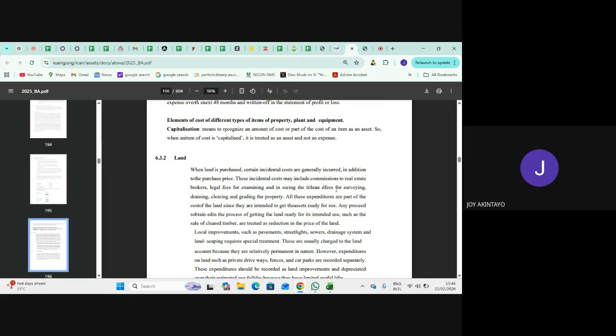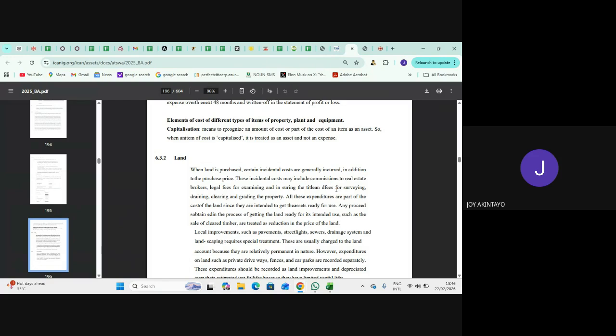Then clearing and grading. The next thing is legal fees for examining and ensuring the title, and fees for surveying. So that one will also be considered. The legal fee you pay when you want to acquire the assets.